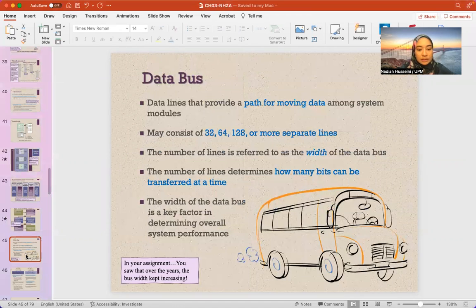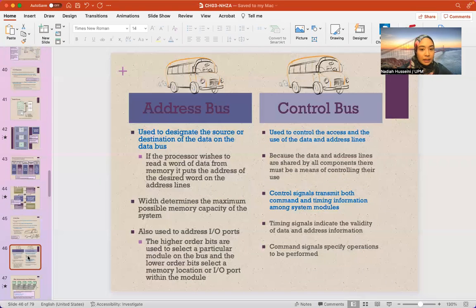And we also talked about the data bus, the address bus, and the control bus. I told you the address bus is used to designate the source or destination. It's like a postal service, whereas the control bus is the authority that handles all the mailing data. So not everyone can see the mailing data, right? So this is the control bus.